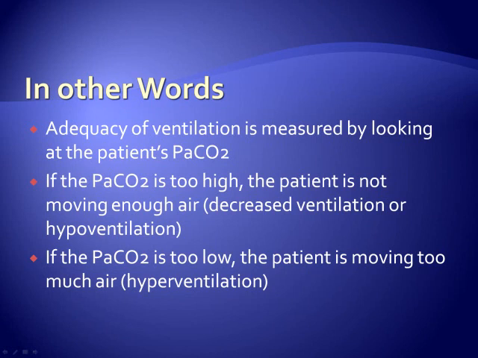So if the CO2 is too high, that means the patient's not moving enough air. Your patient who has a high CO2, like your COPD, is not moving enough air. Now, they may be gasping for breath, but air is not moving in and out of their lungs because they have bronchoconstriction and they have airway damage. Okay, so if the CO2 is too low, that means your patient's moving too much air. They're hyperventilating. So we need to slow down their breathing.